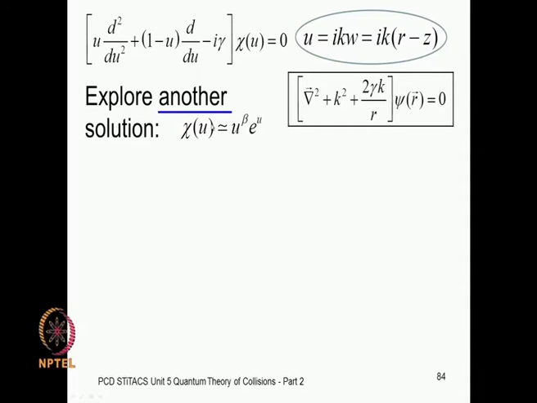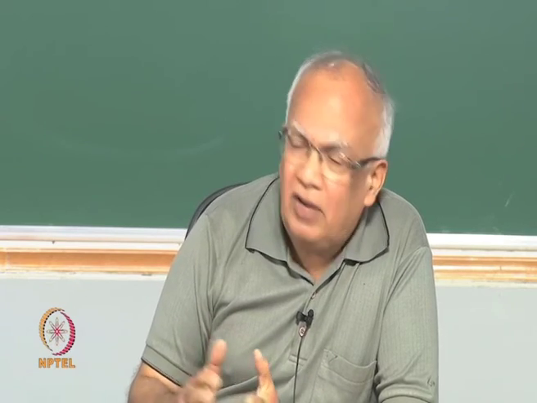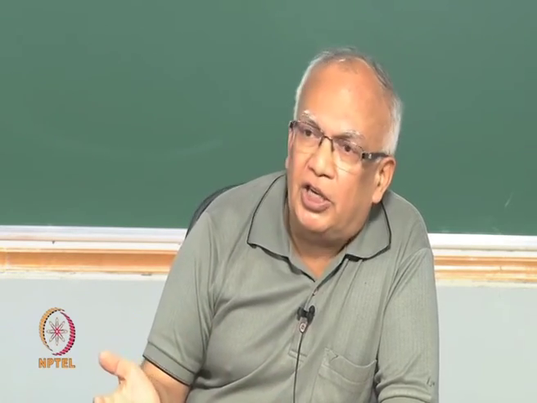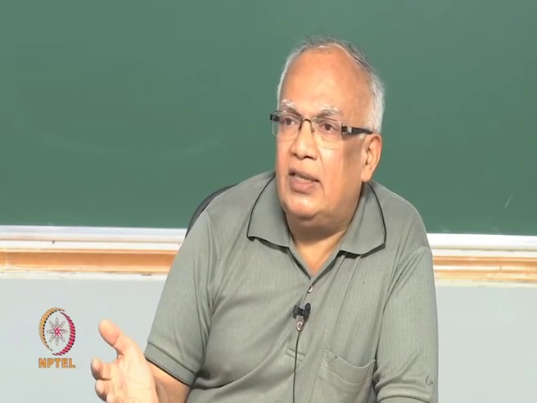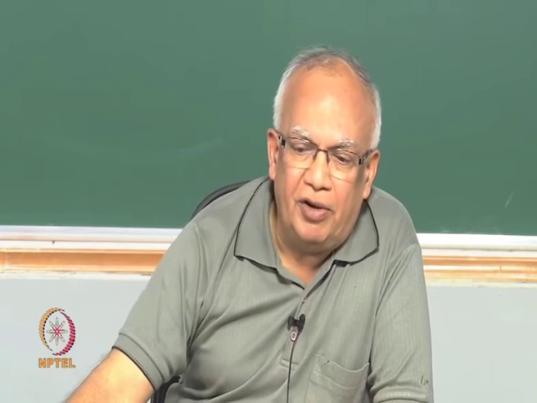Alright, now let us look for another solution. This time we will look for a solution of this kind, u to the power beta multiplied by e to the power u, and let us see under what conditions this will be an acceptable solution. Will it be an acceptable solution at all? Are there conditions which will make this acceptable, and if those conditions are met, then what would the solution give us so far as the collision problem is concerned? At the end of the day you want to get the scattering cross section, the scattering amplitude and things like that. Those are the fundamental quantities of interest.